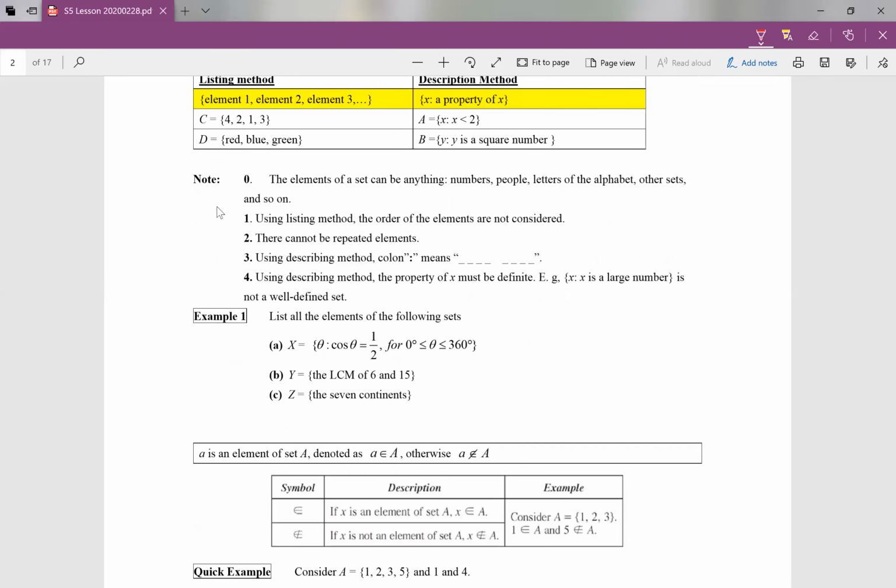There are some aspects I want you to note. First, the elements of a set can be anything. Really anything. It can be numbers, people, letters, other sets, and so on. In fact, the only thing it cannot be is the set itself.